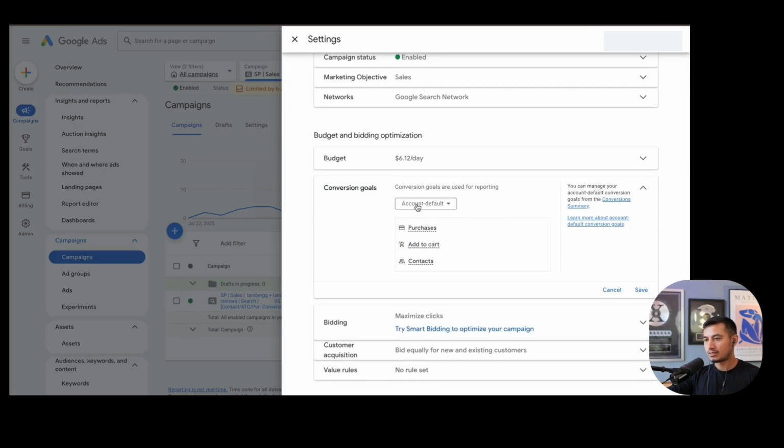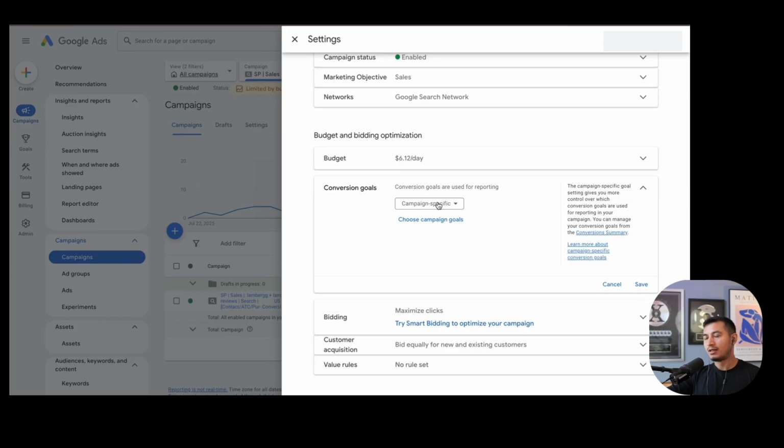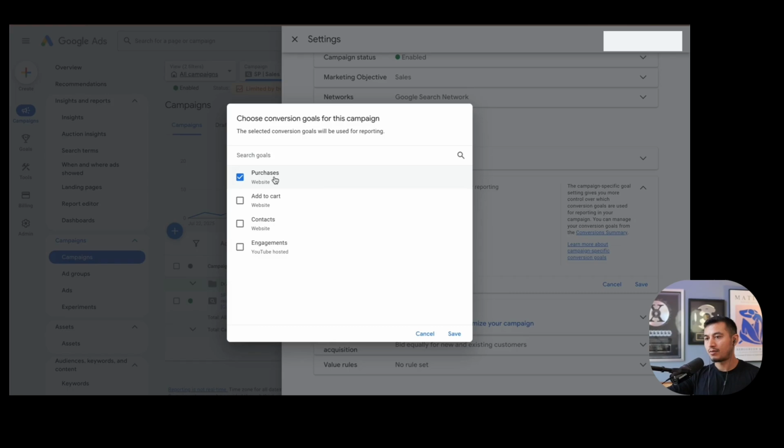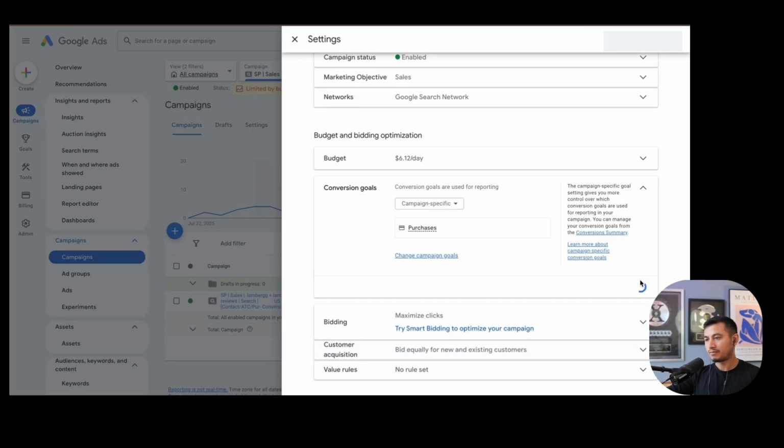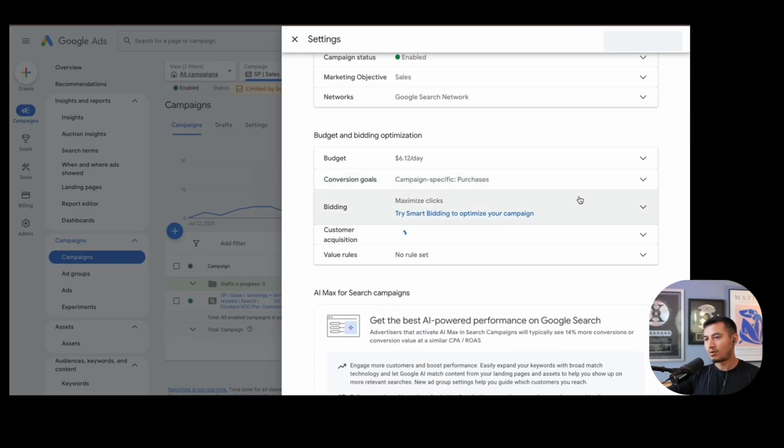Conversions, as you can see, account default. We don't want account default because we're not looking for add to cart. My conversions is not add to cart. I am not happy if I spend $200 and I got 5 add to cart. I don't care about that. I want purchases and I want Google to tell me those purchases. Save.